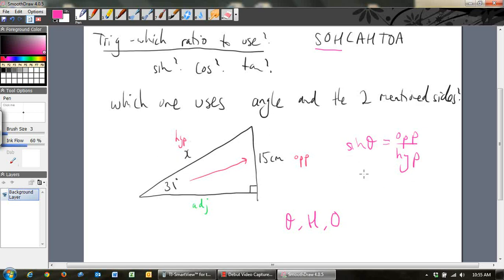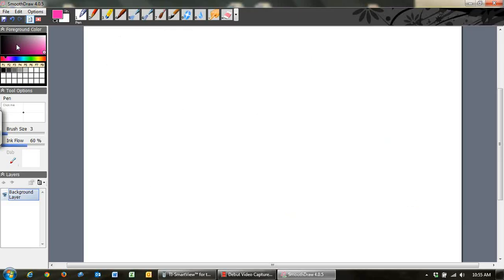And so for this particular triangle, what we have is sine theta, the angle is 31, so sine 31 is equal to opposite, so 15, over the hypotenuse, which is x. And so there's our ratio. That's what we're after for this particular triangle. We're using the sine ratio to connect the angle and the two sides, the opposite side and the hypotenuse. Okay, let's just do another example of that. In fact, let's just do a couple. All right, I'll draw a few on the page.